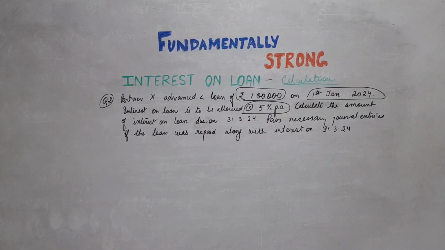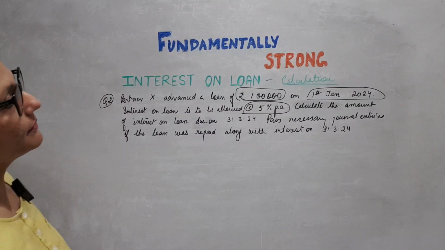Interest on loan is to be allowed at the rate of 5% per annum. Calculate the amount of interest on loan due on 31/3/24. Yes, the year is ending on 31st March 24. Pass necessary journal entries if the loan was repaid along with interest on 31st March 24. So here we have to tell the journal entries also.